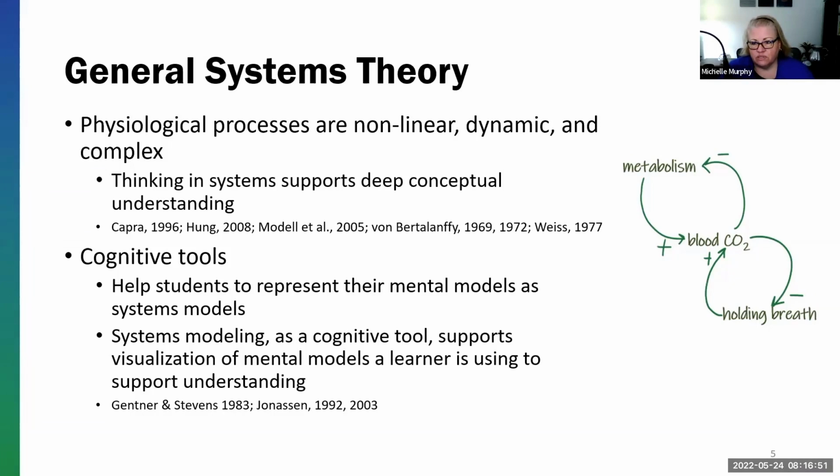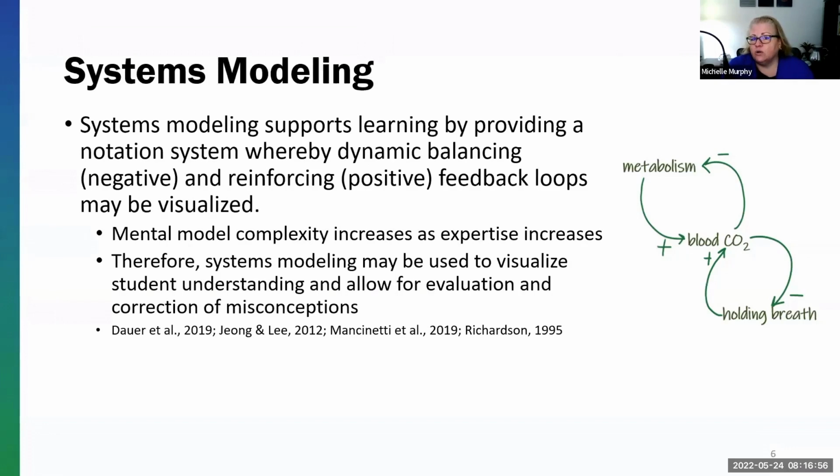Systems modeling supports learning by providing a notation system where dynamic balancing or negative and reinforcing positive feedback loops may be visualized. As the model complexity increases, that demonstrates that their expertise has increased. So systems modeling may be used to visualize student understanding and allow for evaluation and correction of misconceptions.